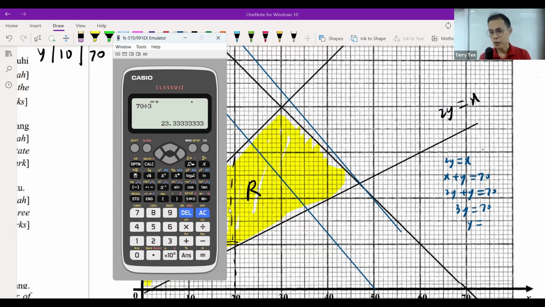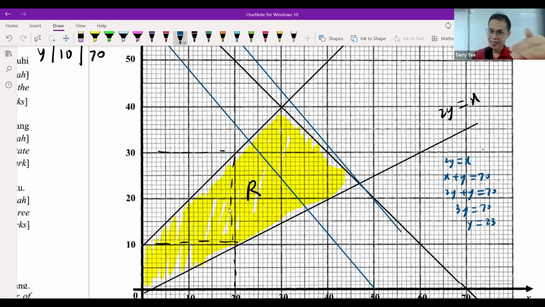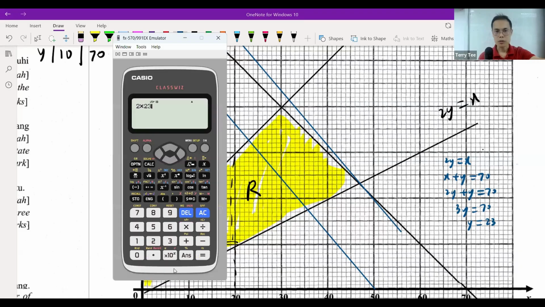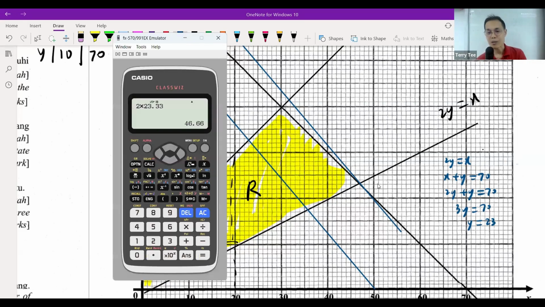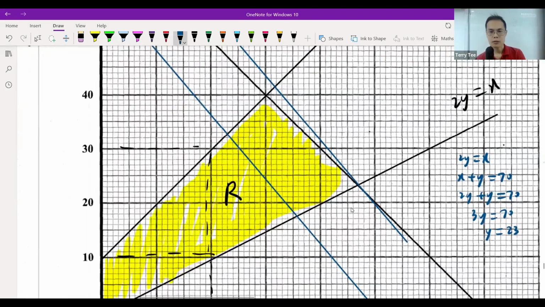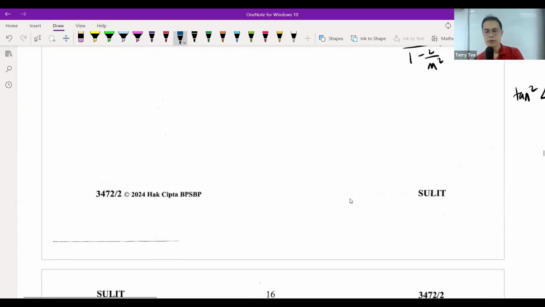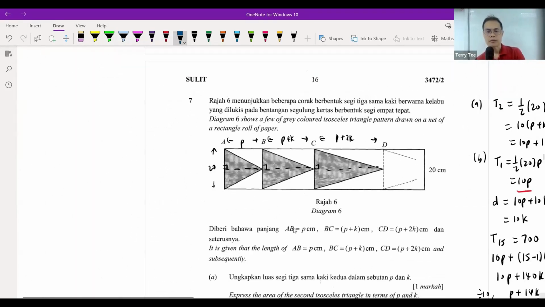You should get 23.3. We take 23 because remember it must be inside the region. So y we can take as 23. To find x, you take 2 times 23, or 23.33, and your x is 46 point something, it looks like 47. But we cannot take 47 because 47 is outside. We have to take 46. Sorry, I need to go back to that.